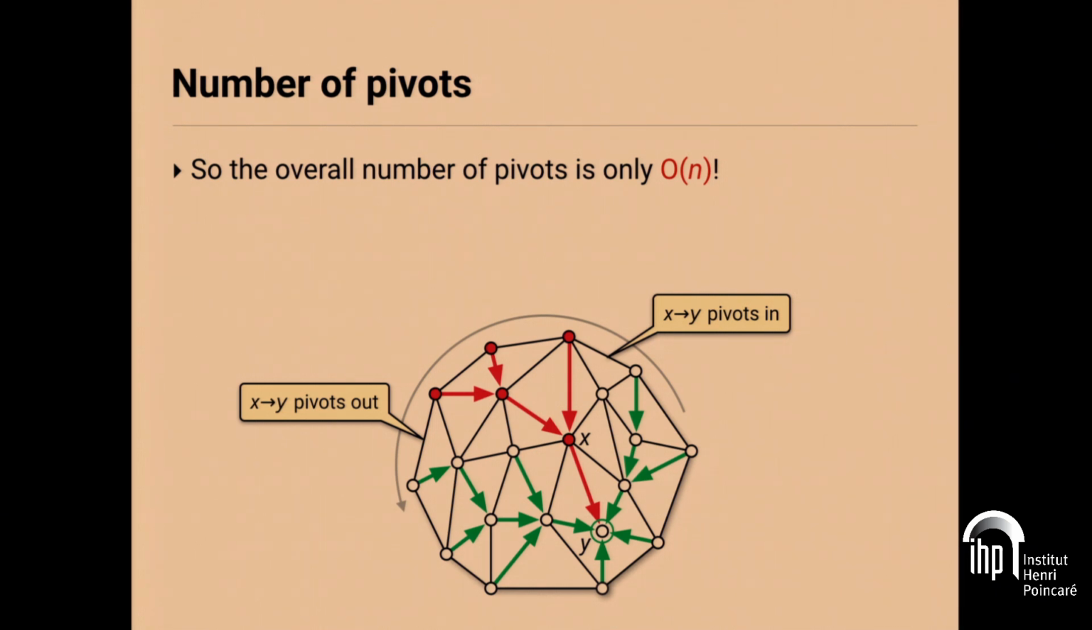Of course, now the devil's in the details. How do you actually find these pivots? How do you actually determine which edges pivot in and which edges pivot out?